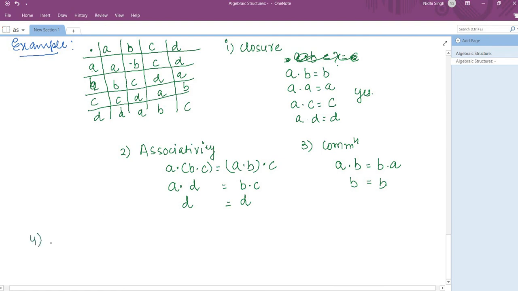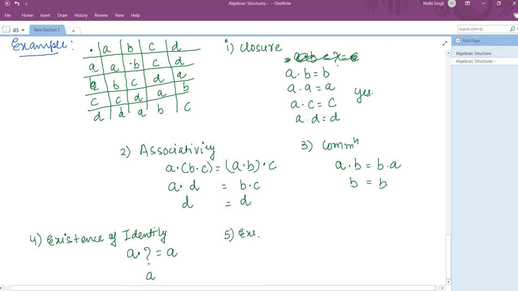The fourth one is existence of identity. For the existence of identity, there should be an element in the set such that if you perform the binary operation with the element, you will get the same result, meaning the mirroring concept. So is there any element that exists? Yes, the element exists over there. So the identity element exists.